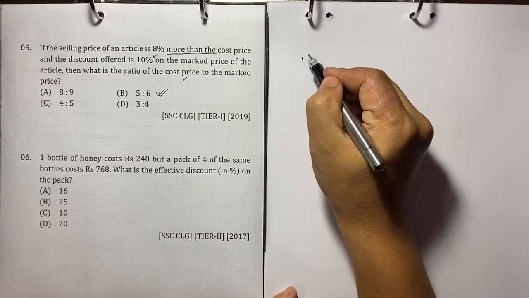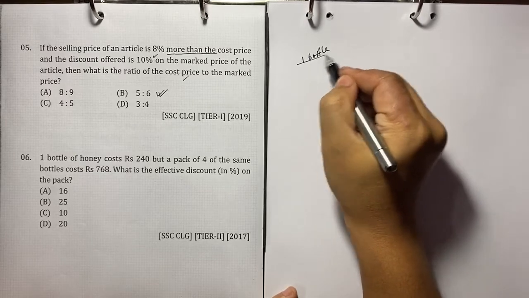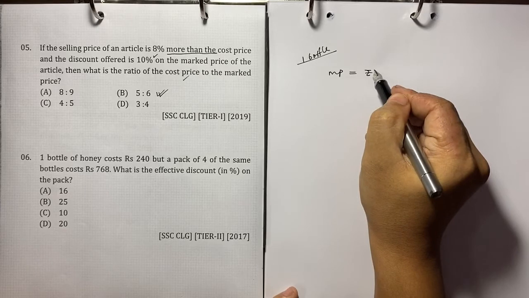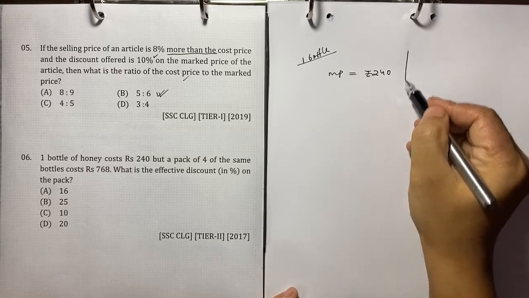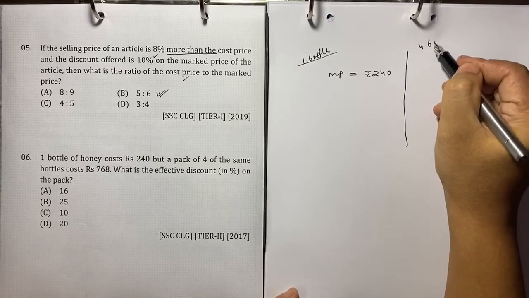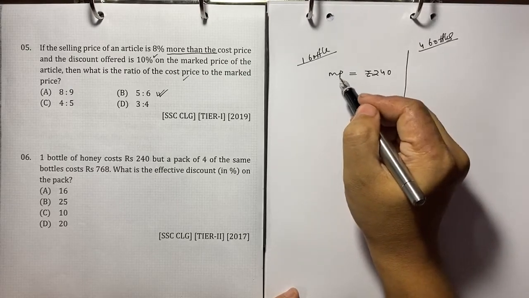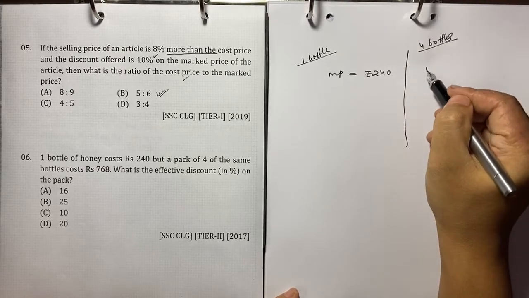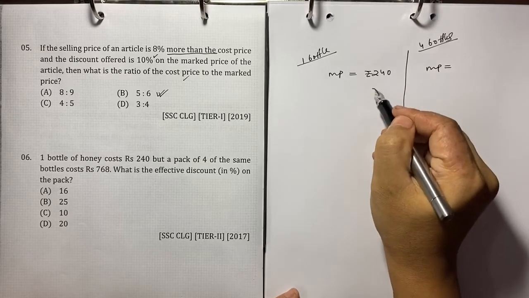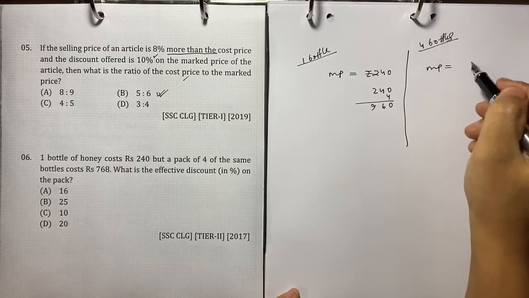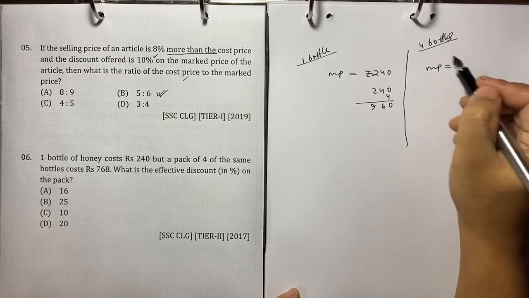Okay, one bottle is the mark price, 240. Then the pack has four bottles. Four bottles at 240 each, so the mark price for four bottles is 240 into 4, which is 960. So the mark price of 4 bottles is 960.